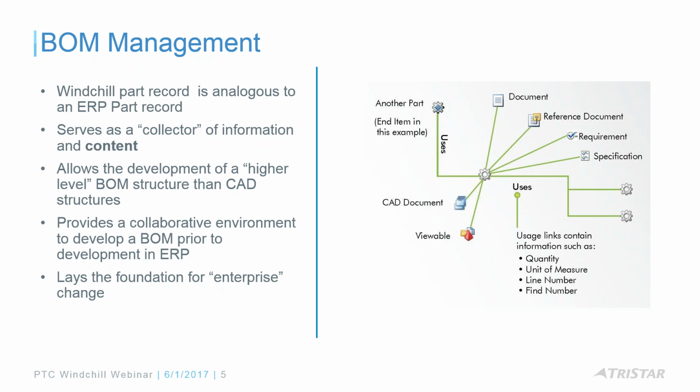So a Windchill part record is kind of similar to an ERP item master or ERP record. It's a special object in Windchill that is just referencing things. So it's a collector of content. Typically, these parts will be represented by a part number. Right? So the part number will be the identifier of that part.